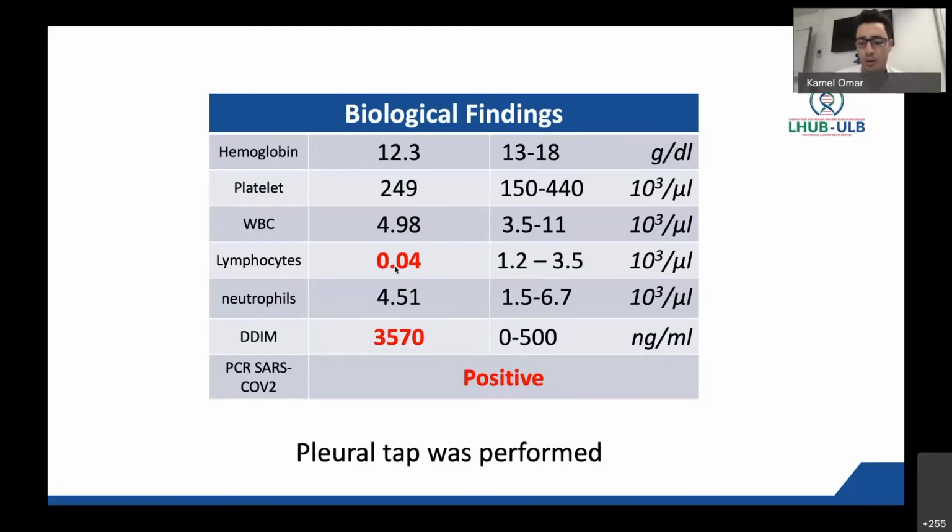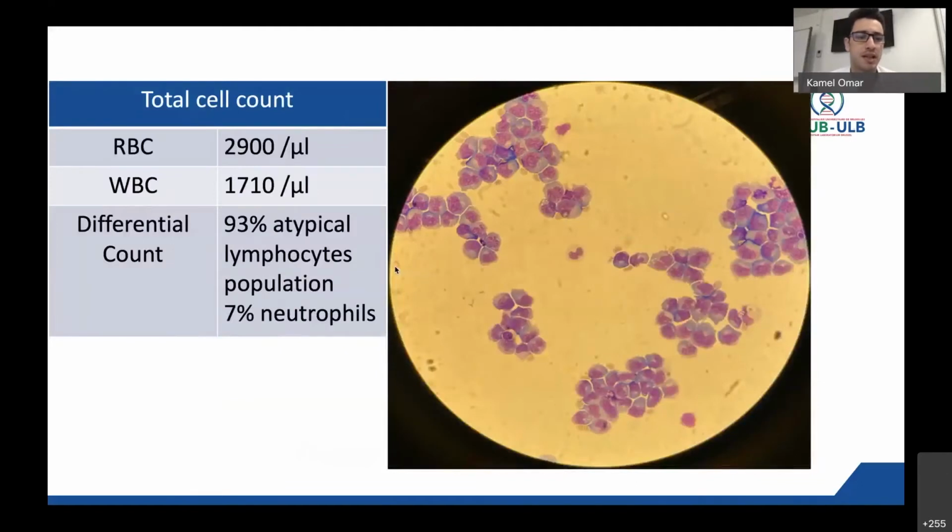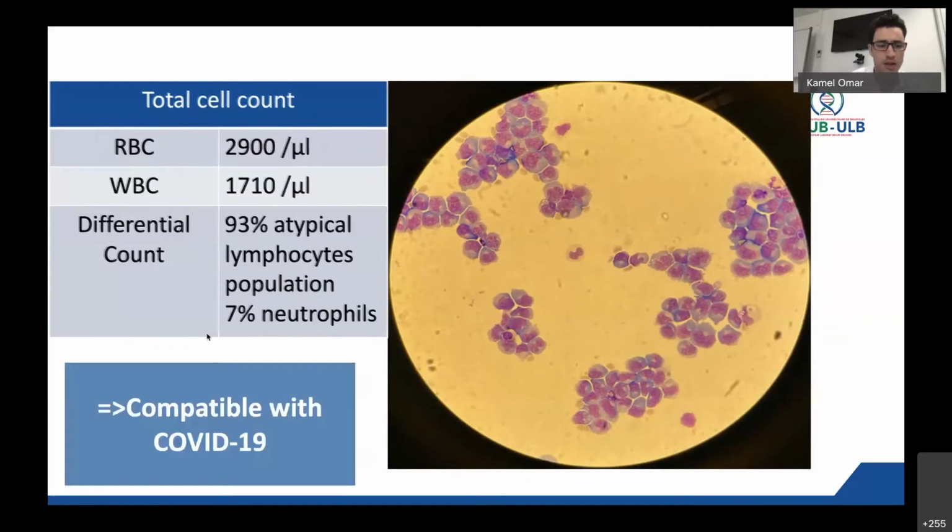A pleural tap was performed as well, with the findings summarized here for the total cell count. We had a white blood cell count of 1,700 per microliter, with the differential count showing 93% of atypical lymphocyte population. The morphology of those lymphocytes is presented in the picture on the right. So this could be compatible with COVID-19.